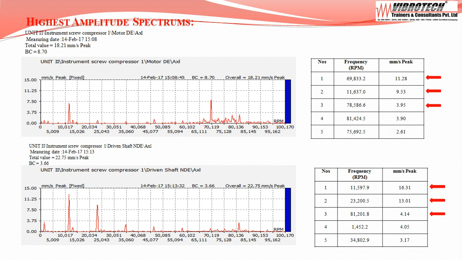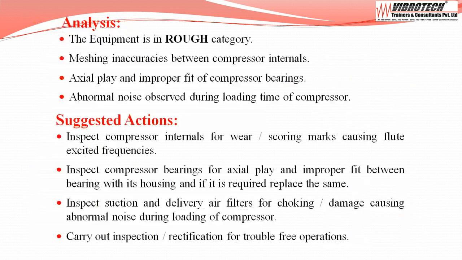The highest amplitude spectra of the air compressor are shown. The spectrum at the motor drive end shows some bearing inaccuracies and transmission of vibration from the compressor to the motor due to meshing inaccuracies between its internals. The spectrum at the compressor shows the frequencies of meshing inaccuracies between its internals, axial play and improper fit in bearings. Also, abnormal noise during loading time of the compressor was physically observed.